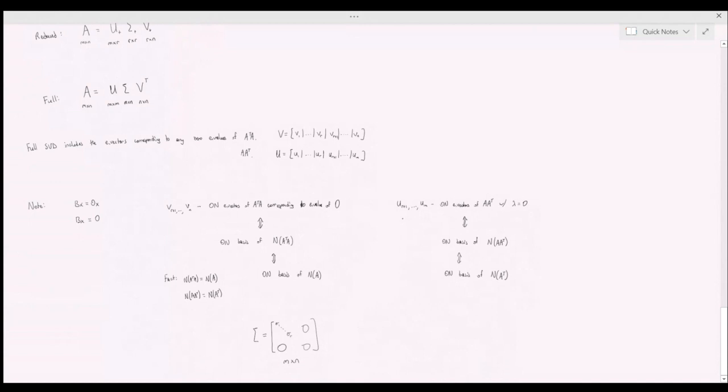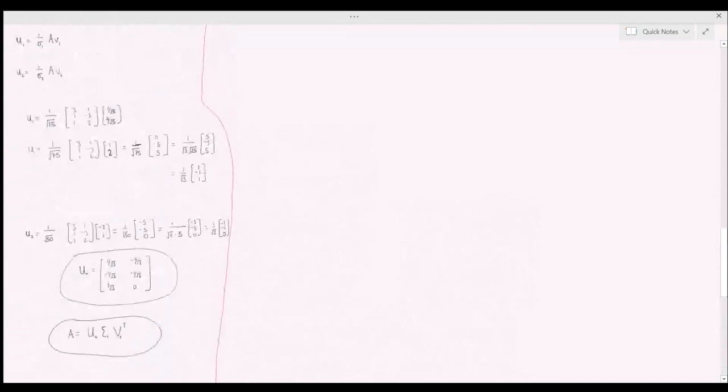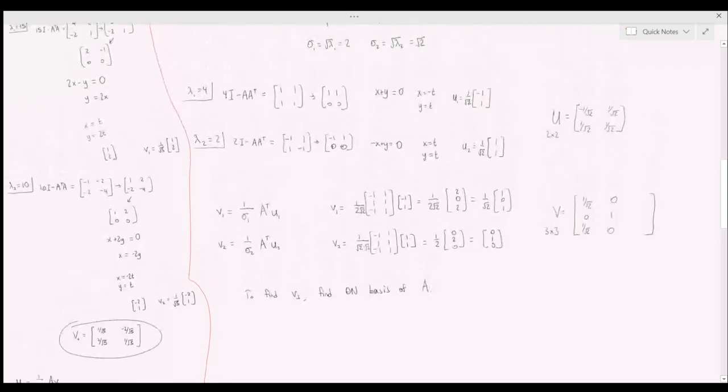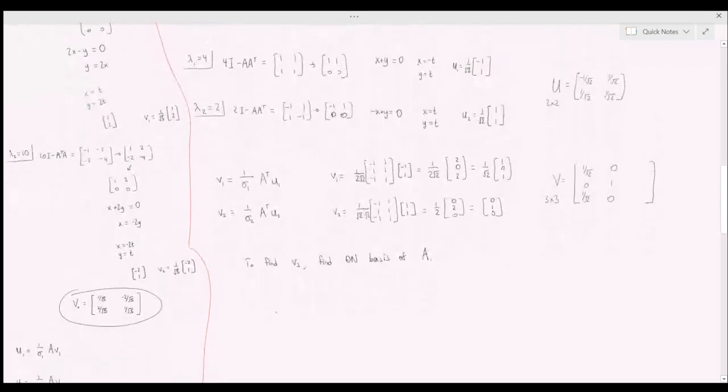So I'm going to find the null space of A and then find an orthonormal basis for it. Now, if I needed more vectors for the matrix U, I would have found them by getting an orthonormal basis for the null space of A transpose. But since I'm finding more v's, I need an orthonormal basis for the null space of A. Okay, so let's see here. A was [-1, 1, -1; 1, 1, 1].